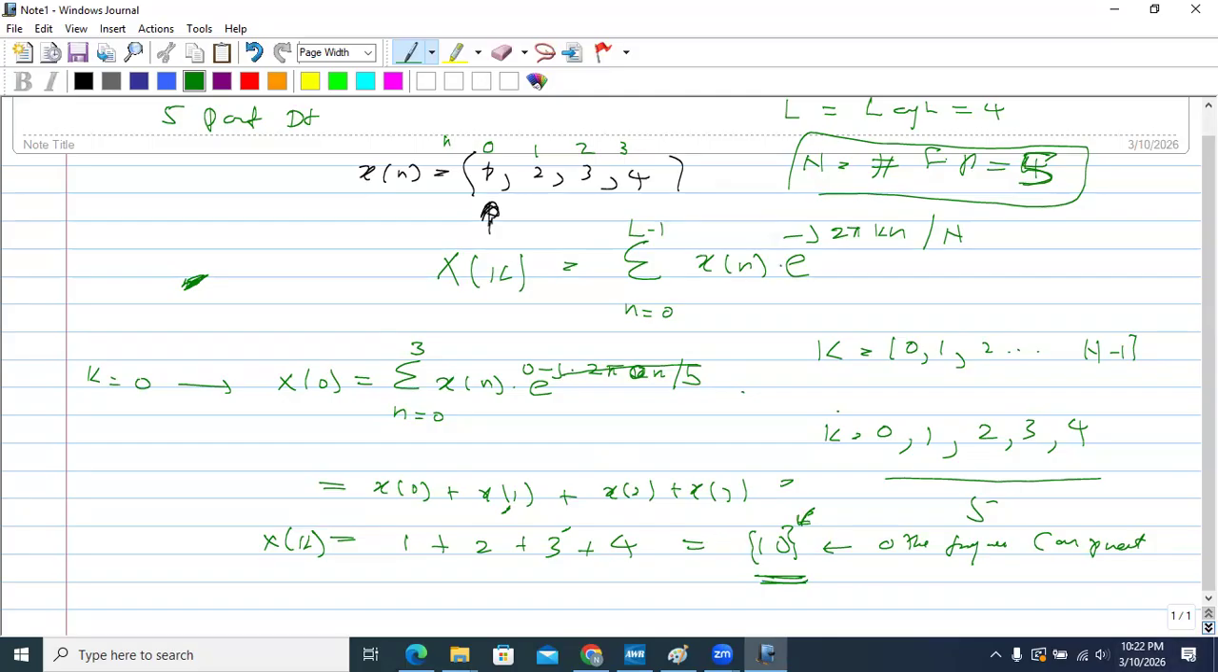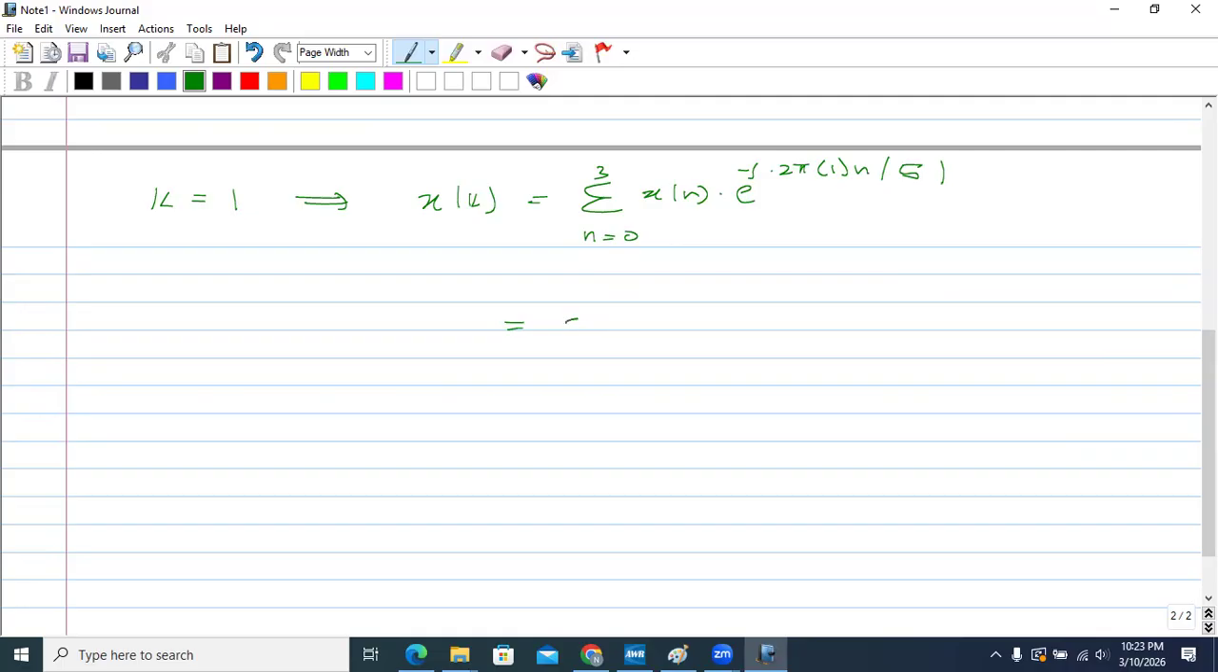Then you need to find the first frequency component, so that is k is 1. For that one also, you expand this capital Xk, that is the sum for n from 0 to 3 of xn times e to the power minus j 2π over 5, where k is 1 and capital N is 5. So now you need to expand this.